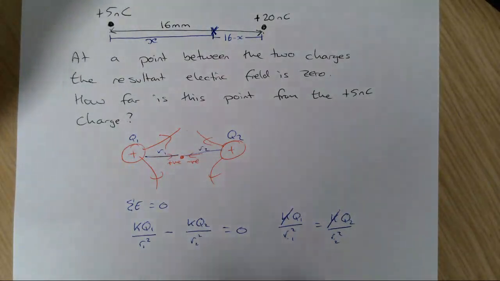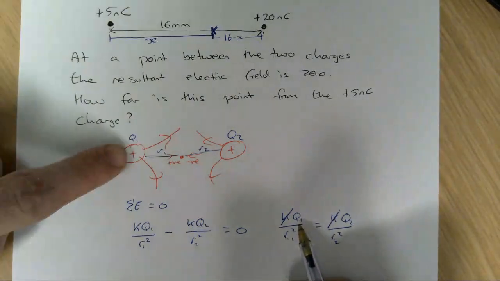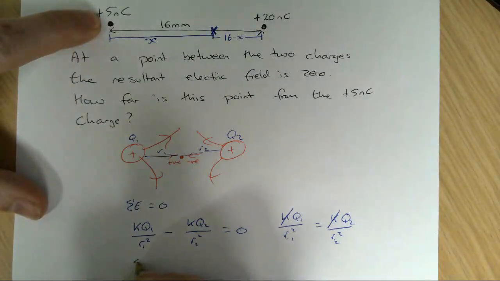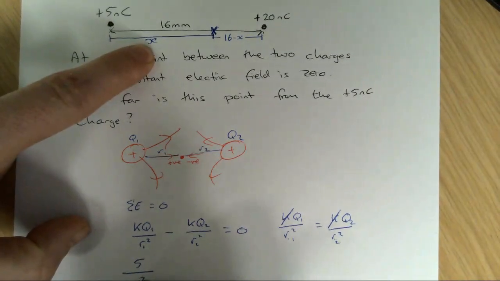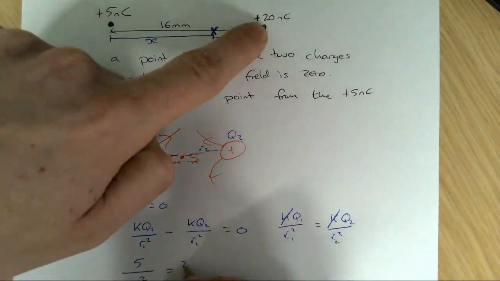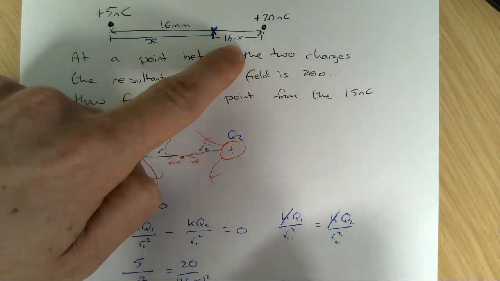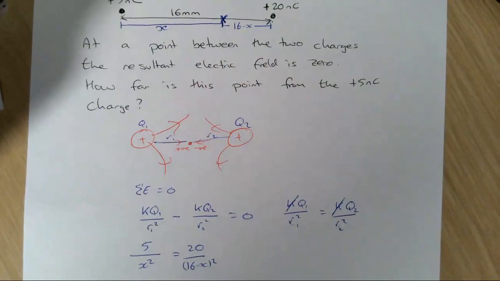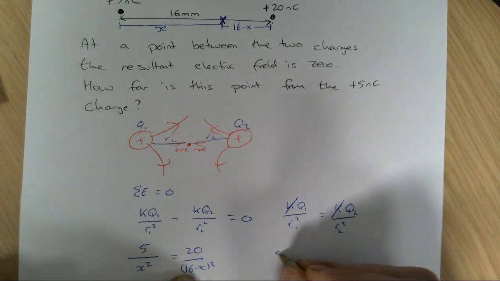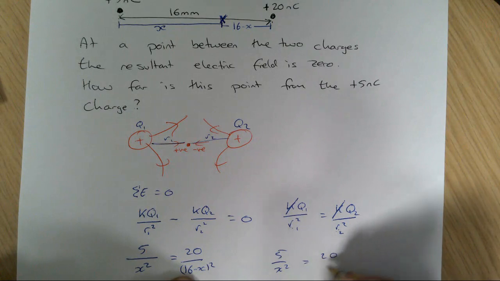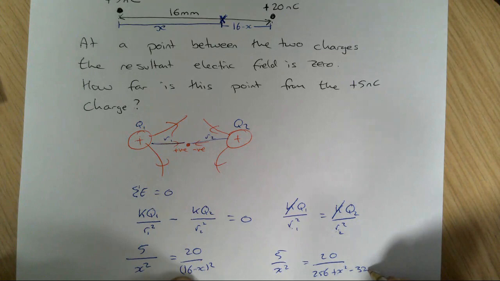So what I can then do is rewrite this in terms of Q1. Now Q1 is obviously this 5 coulomb charge, so I can say Q1 is 5. R1 becomes x squared. Q2 is 20, and R2 becomes 16 minus x all squared. So now it's just a case of solving this equation. Obviously we can expand this out: 5 over x squared is 20 over 256 plus x squared minus 32x.